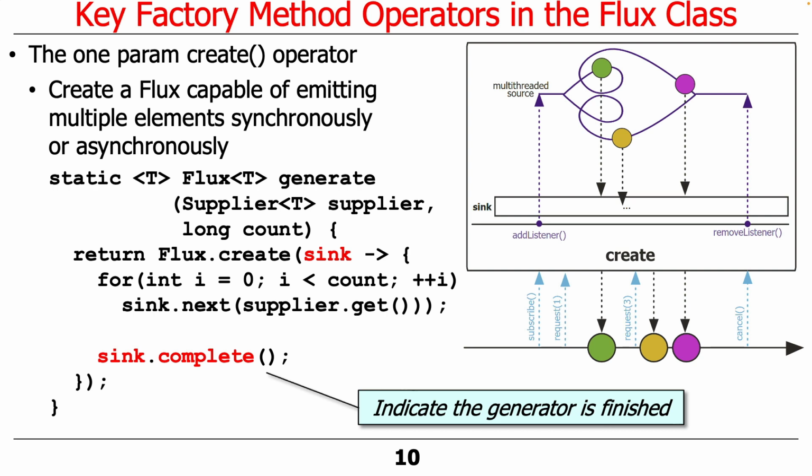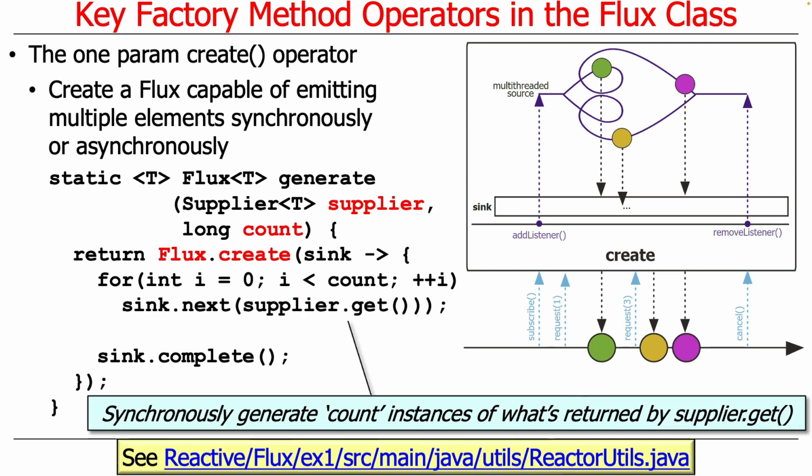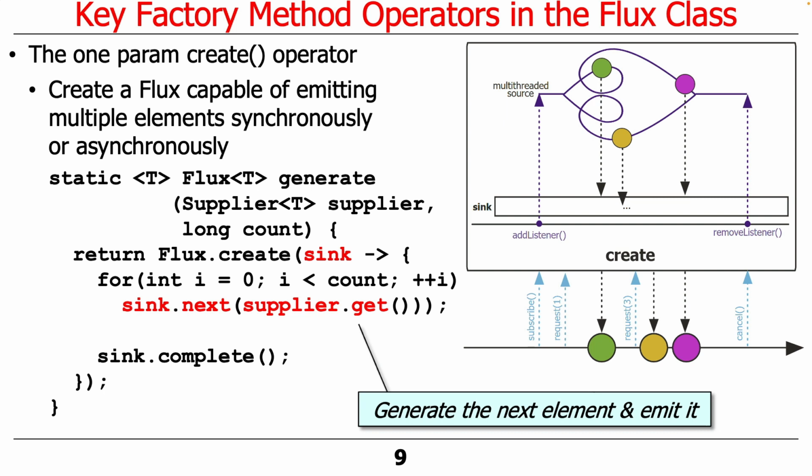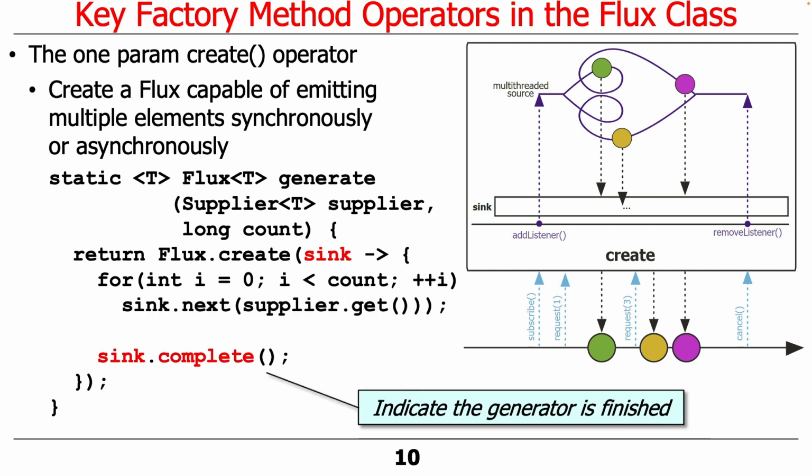Now, just a quick note, we haven't really talked about this yet. We haven't talked about the range operator. No self-respecting reactive programmer would ever use a for loop like this, an index-based for loop. It's like so 2005 or something like that, so old school. They would use flux.range, but I haven't talked about that yet, so we're doing it the old school way for right now. So what's happening is we're going to generate count of these values that are whatever supplier.get is going to return. And then when we're done, we say sink complete, which is kind of like end of file.